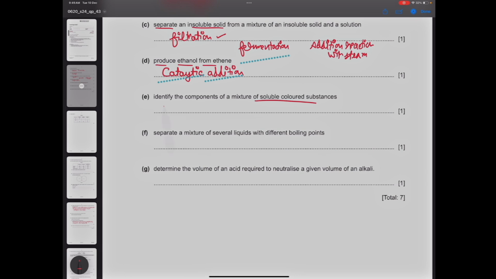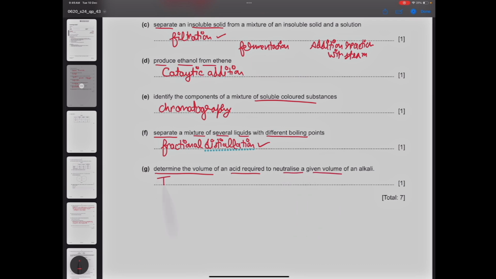Alright. Identify the components of a mixture of soluble colored compounds. Now, fairly obvious answer: chromatography. Separate a mixture of several liquids with different boiling points. For this, fractional distillation should be used because it contains several liquids with different boiling points. So fractional distillation will be better. Determine the volume of an acid required to neutralize. So this is a titration reaction. This is what we do in titrations.